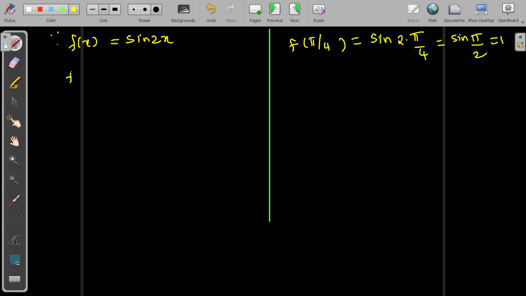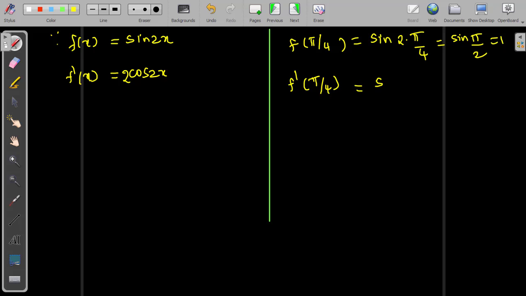Now find f dash of x. Derivative of sine 2x is cosine 2x. Again, the derivative of 2x is 2. I'm going to write here 2 times cosine 2x. This is 2 times cosine 2x.